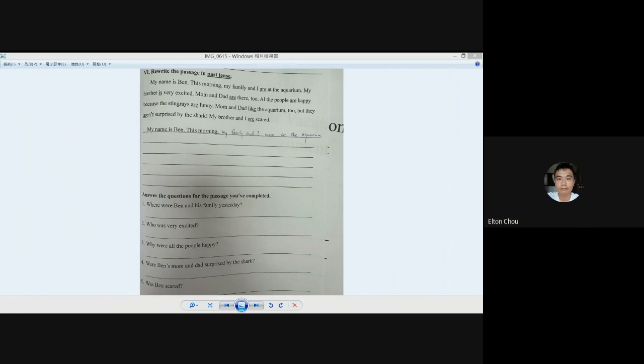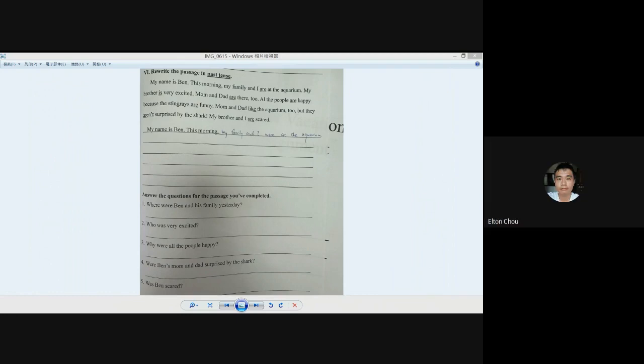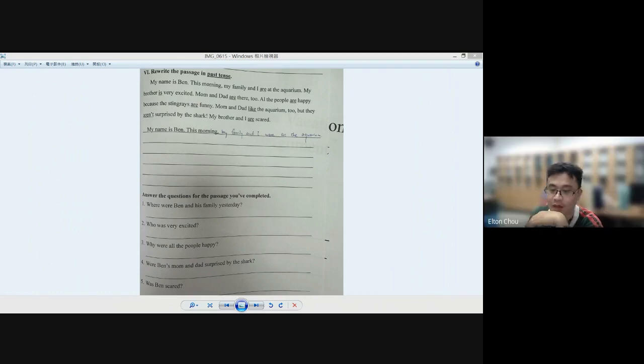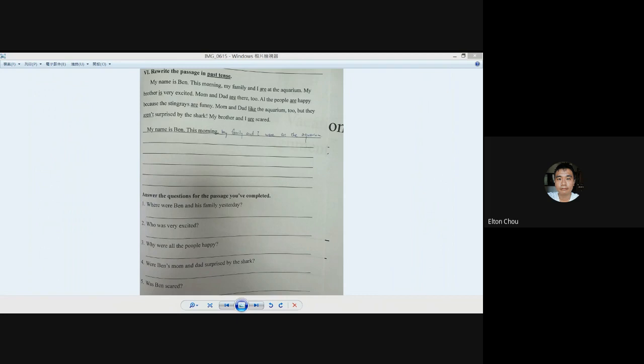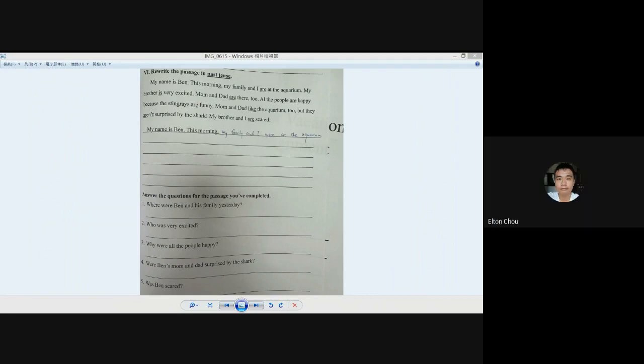Why were other people happy? Other people were happy because the stingrays were funny, right? And were their parents surprised? Were they surprised? Yes or no? Yes, they were. No, they weren't. Answer by yourself. Was Ben scared? Yes, he was. No, he wasn't.